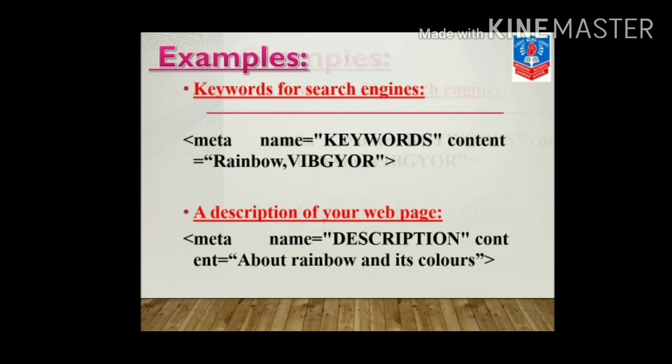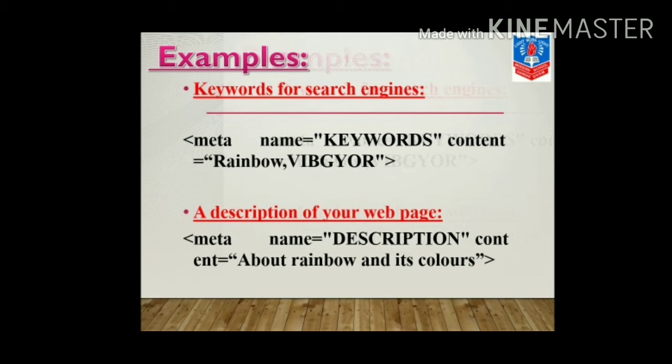Okay. Now we are having examples, children. Here you can see on your screen. First is keywords for search engine. So meta name, keywords, content, rainbow.webgear. So keyword is rainbow.webgear. Understood, children? Here in second, a description of your web page. Meta name is equals to description, content about rainbow and its color. In inverted commas is given a description. There in inverted commas it's given, rainbow.webgear, that is the keyword.